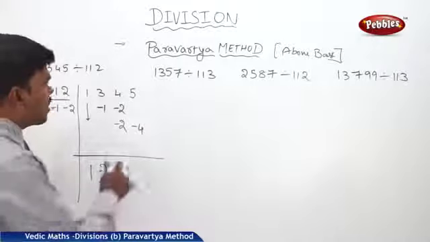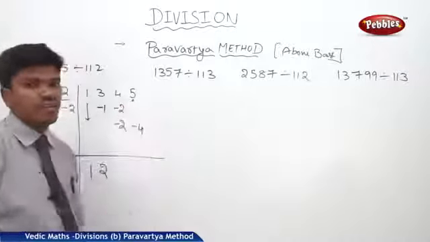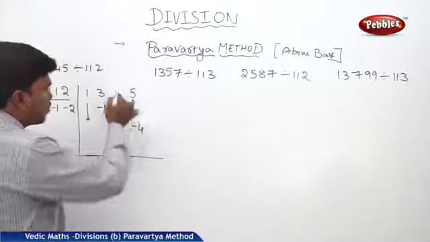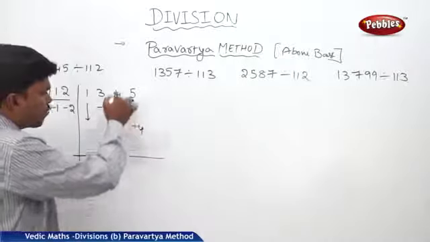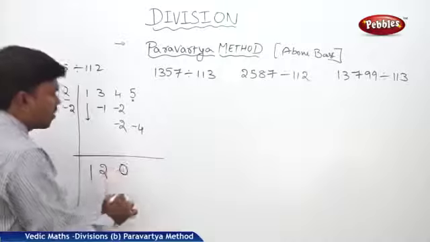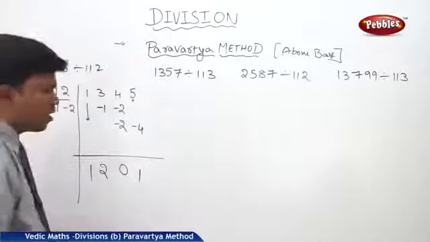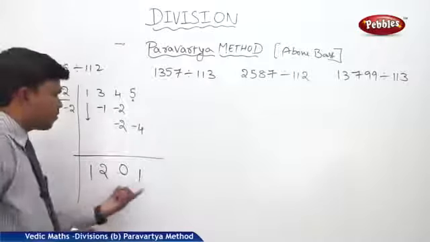Why? Because the last digit of the dividend is also covered. Now you solve the remaining. So 4 minus 2 minus 2 minus 4. 4 minus 4, 0. What is 5 minus 4? 1. So finally we got this number 1201.